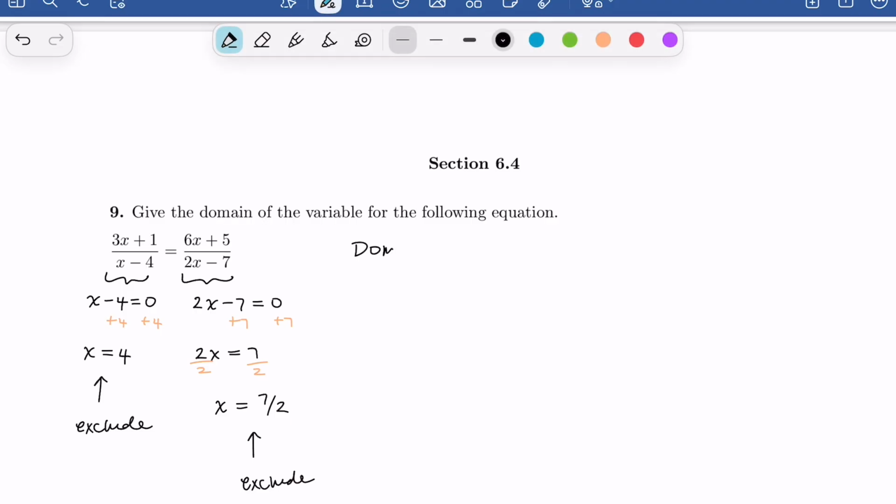So we'll write that here. Our domain is going to be all real numbers except 4 and positive 7 over 2.